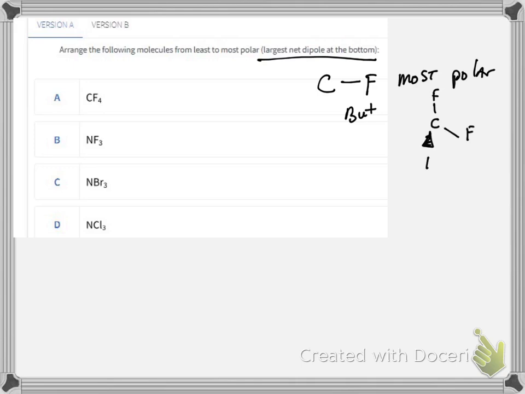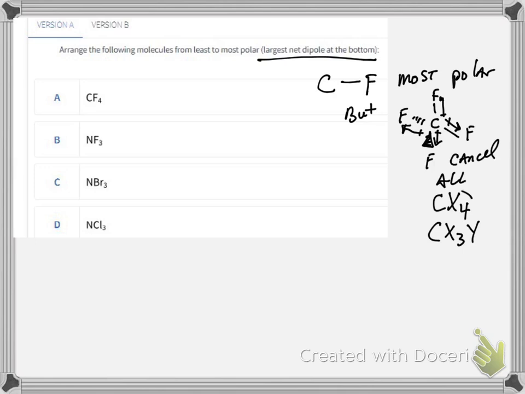But because there are four of them in a tetrahedron and they exactly cancel out, although there are four polar bonds, they exactly cancel. And that's going to be true for any CX4, any carbon atom that is attached to four identical atoms. They're all going to cancel. They have to be identical, right? Something that would be polar would be CX3Y. Now they're not the same. But if they're all the same, CX4, then you expect all four to cancel in that tetrahedral environment.